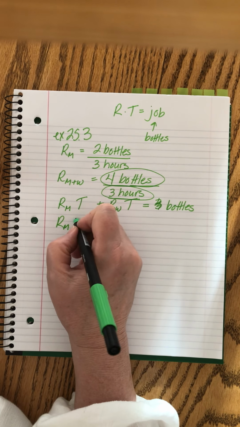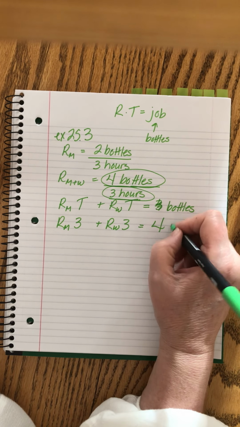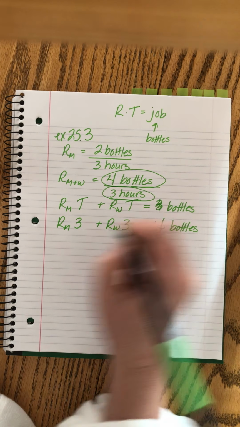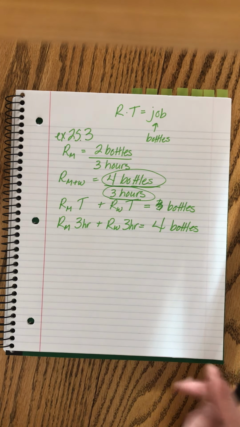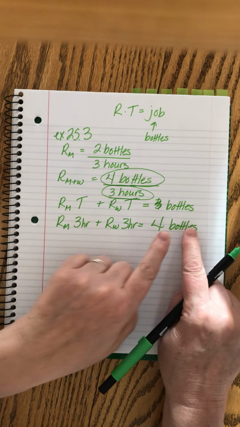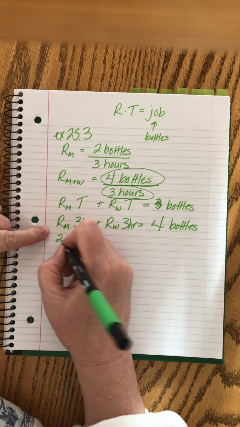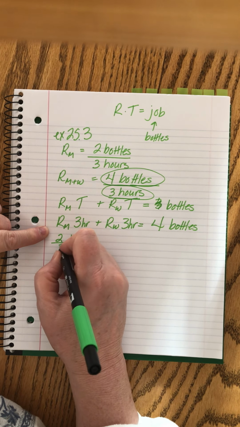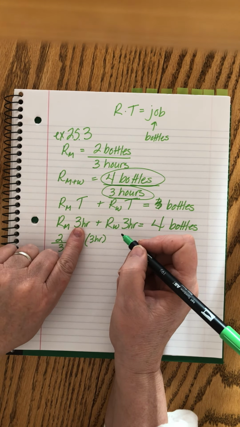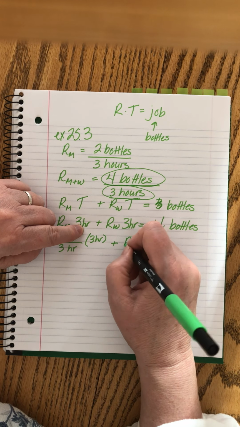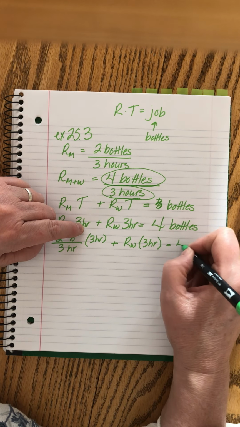And we know they're working 3 hours, so we can plug that in. I can put hours on this. That's the time they worked together, and that's how much they accomplished. Now we'll put in the rate of Maya because we know hers. So 2 bottles for every 3 hours times 3 hours, because that's how long they work together, plus the rate of Wilbur times 3 hours equals 4 bottles.